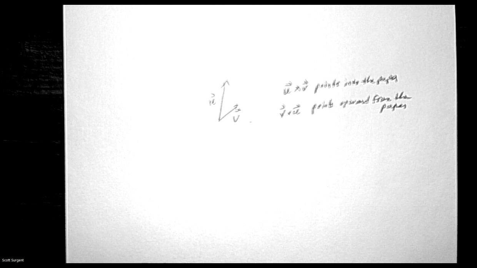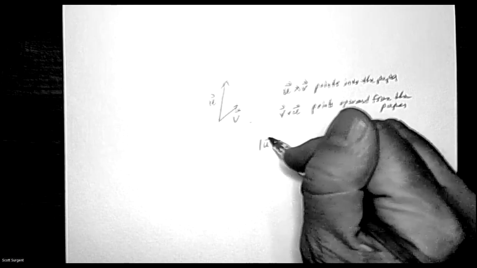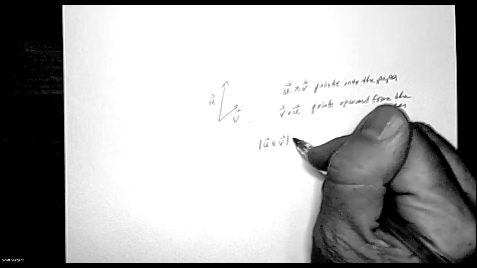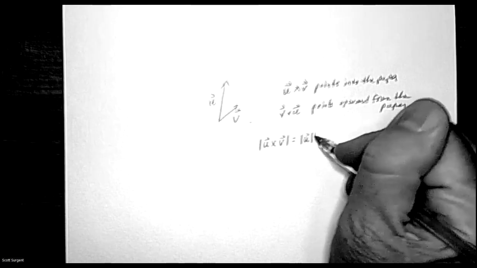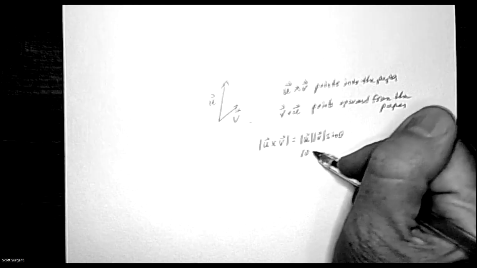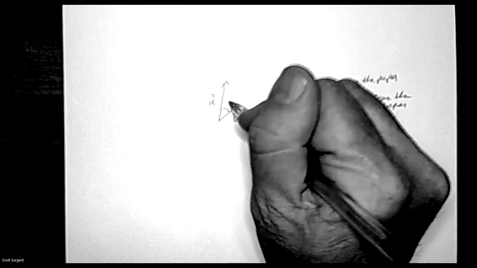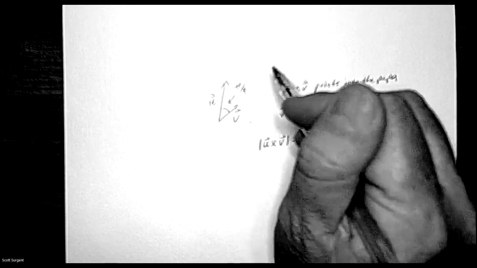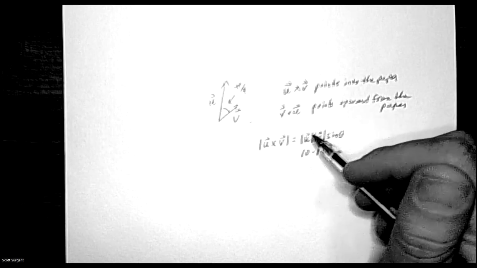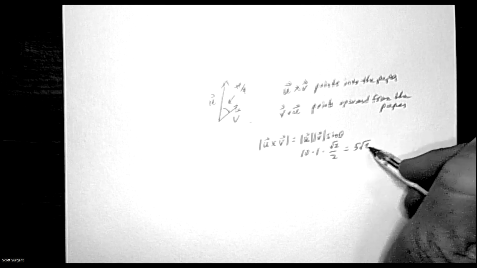I was looking at the question here. It says, please enter the letter of the correct answer. That should be D for down. And then the magnitude of the cross product is going to be mag u times mag v times sine theta. We were told that u was 10, v was 1, and theta is 45 degrees, or pi over 4, because northeast is 45 degrees off of north. So sine is root 2 over 2, which gives 5 root 2.